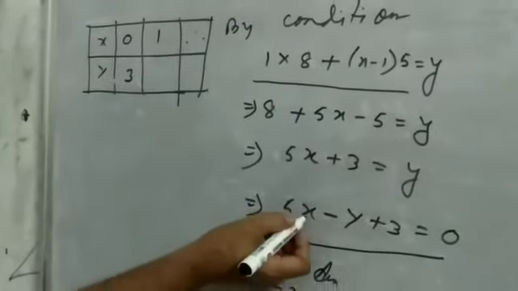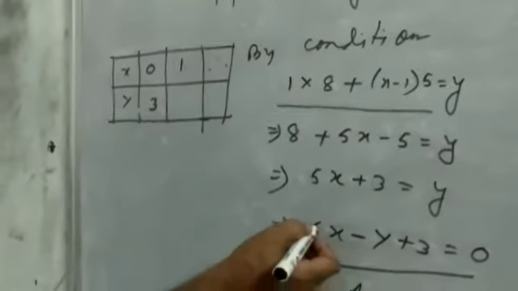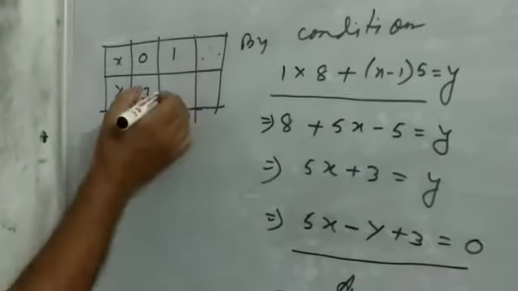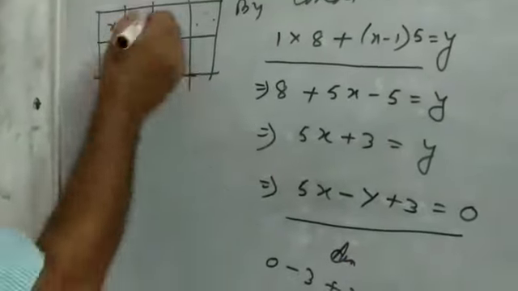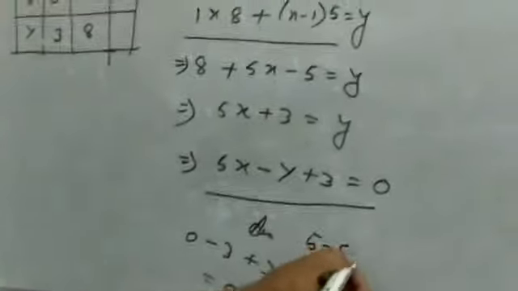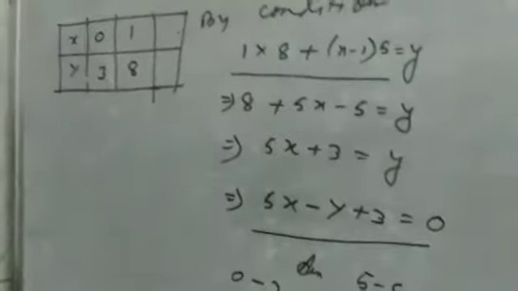Now suppose x is 1. If x is 1, then here you put x is 1, 1 into 5, 5 plus 3, 8. So here if we suppose y is 8, now put x value 1. So 5 minus 8 plus 3, here minus 3 plus 3 is equal to 0. Means 1 comma 8 is a solution.